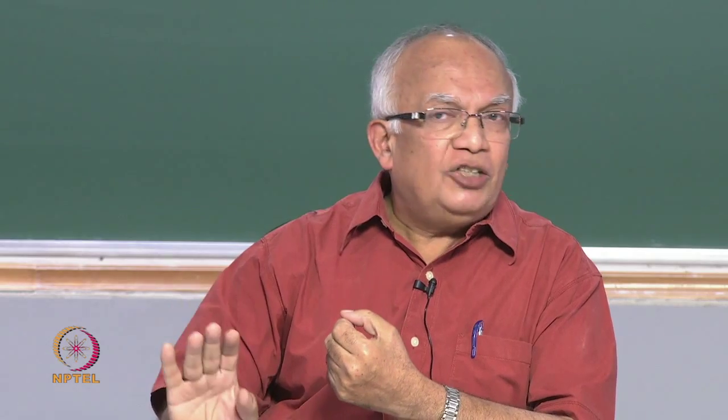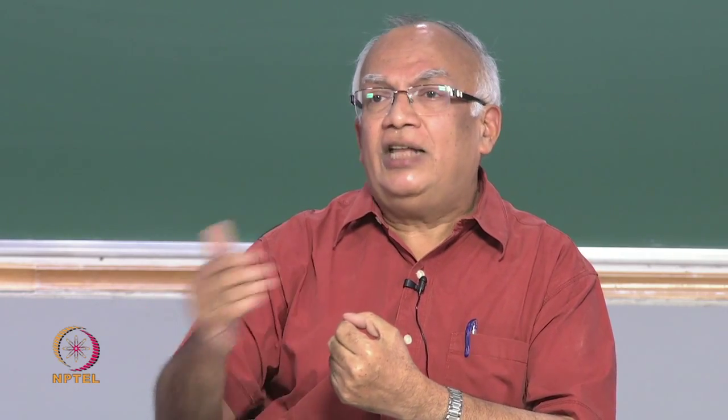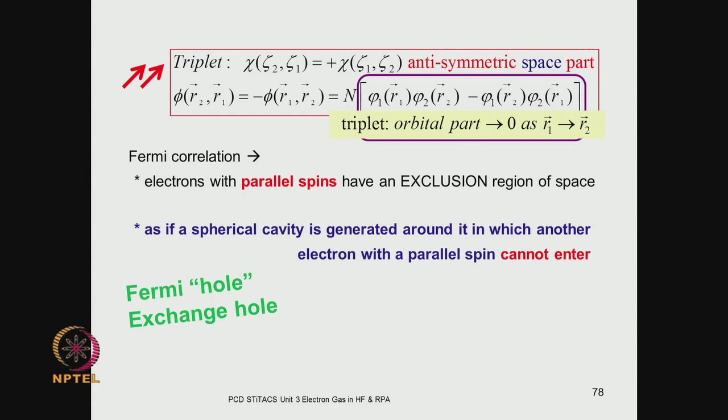So it is as if there is a cavity around each electron which prevents any other electron with the same spin from entering that space. Okay, so that cavity is called a Fermi hole. So as opposed to a Fermi heap of the previous case, you now have a Fermi hole. So these terms are sometimes used. It is also called an exchange hole, and what it does is it reduces the repulsion and it stabilizes the state.